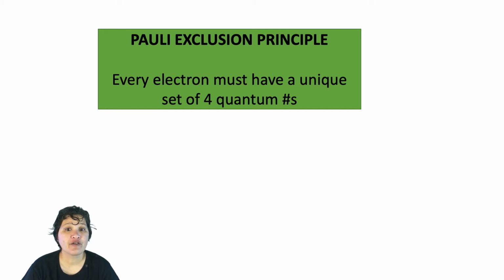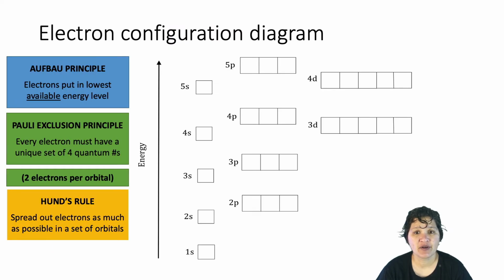So now that I've clarified the rules, let's go ahead and look at an electron configuration diagram. This one doesn't have some of the higher energy levels like the 4f orbital, but we'll talk about those higher energy levels in a subsequent video. So what you see here is a representation of these orbitals based on their energy. The lower the energy of an orbital is, the lower on the screen it will appear. And I put our three principles off to the left for reference.